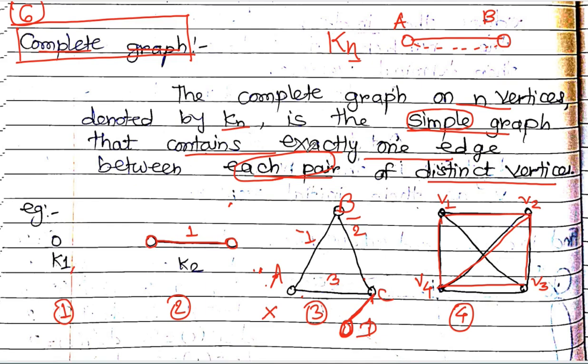Now come to graph number 1, which is only a single node. Even though it has a single vertex, it is called a complete graph. The definition says that each pair should have one edge, but there is no pair here, so that's why it is called a complete graph. So keep in mind that a single vertex graph is also called a complete graph.